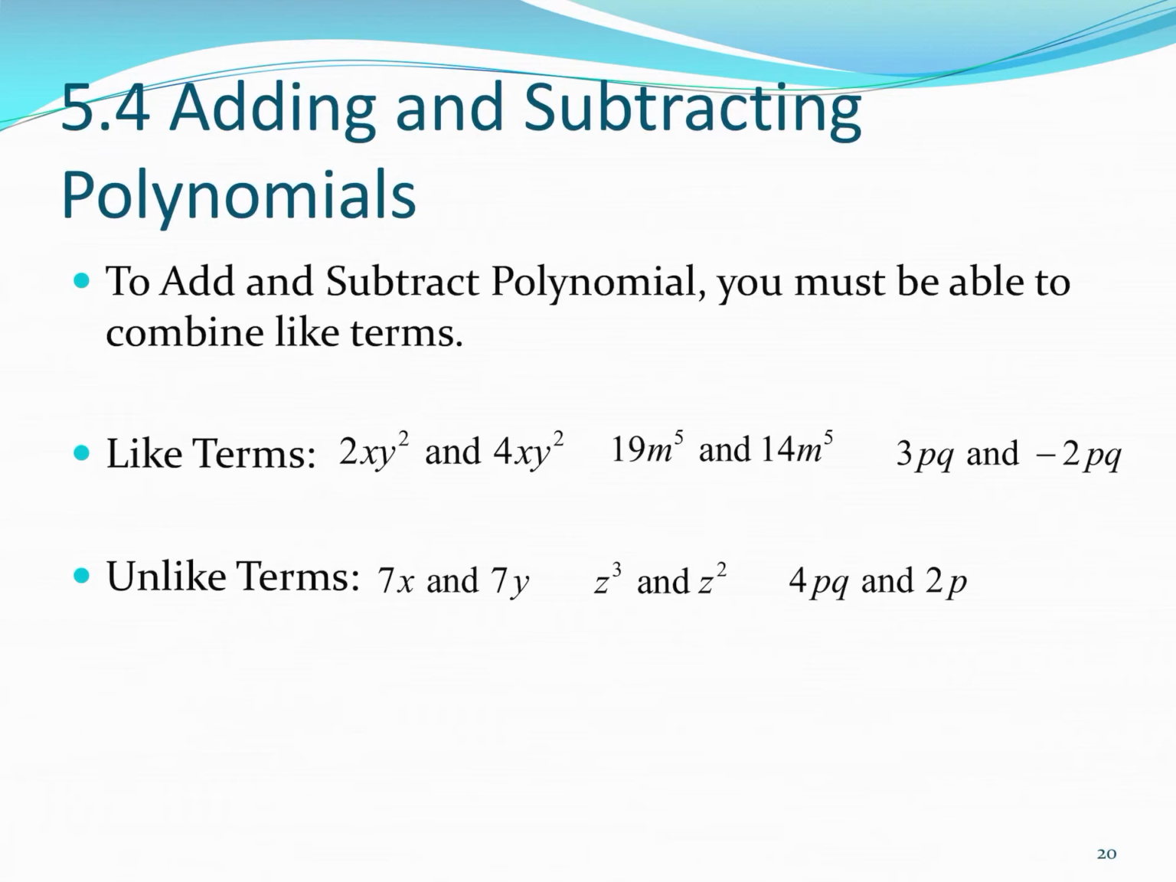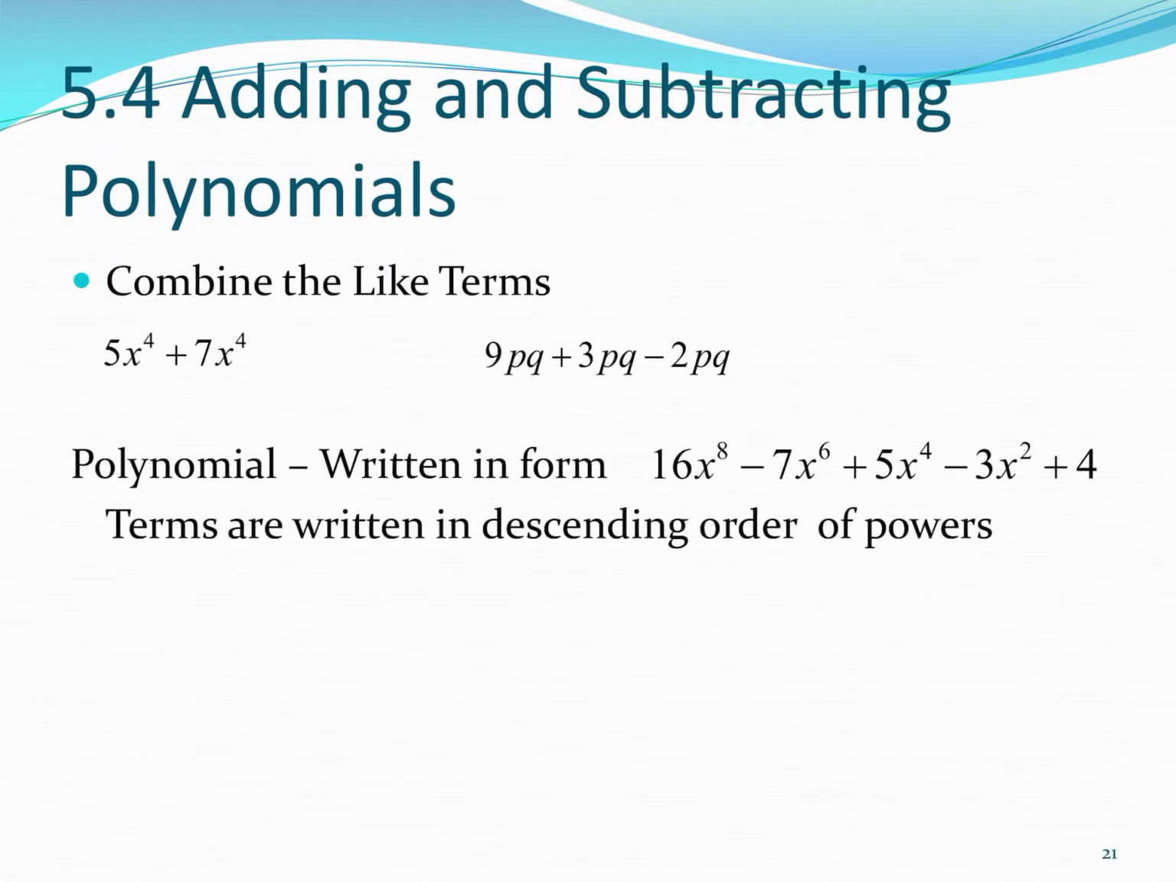And so you can see some examples here of unlike terms too. So 7x and 7y, for example, are unlike terms because they're not the same variables. z cubed and z squared are unlike terms. Again, same variable, different exponents. 4pq and 2p, one variable is the same but not both variables. And so in order for our terms to be like, if we're adding and subtracting, we're trying to combine like terms. And so when we combine those like terms, we have to have the same variable with the same exponents.